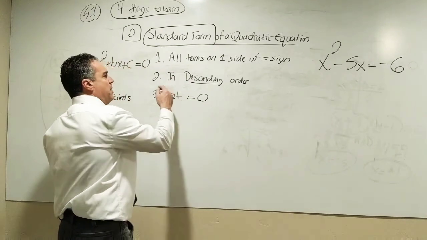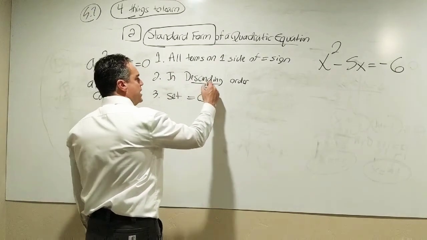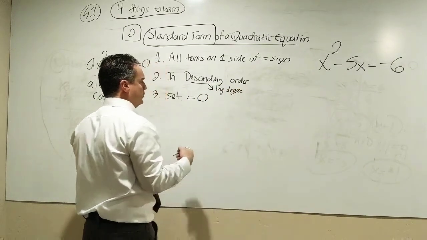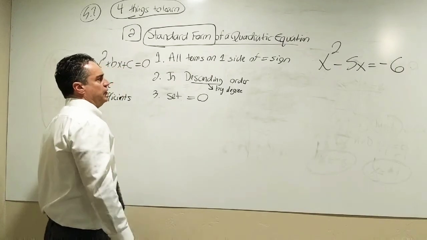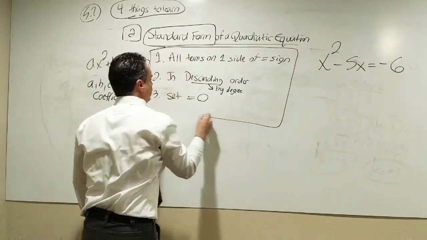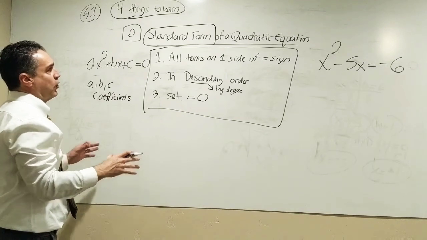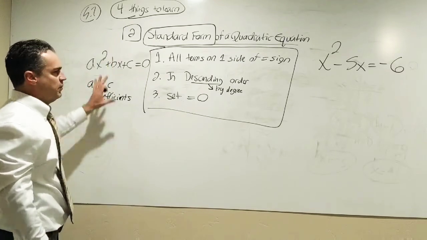And then those terms have to be placed in descending order. Do you remember what descending order is? It is by degree of each variable. And then all those will be set equal to 0. So these are the 3 criteria that permit us to say a polynomial equation, or a quadratic equation for that matter, is in standard form. And this is that form, it's in your notes.